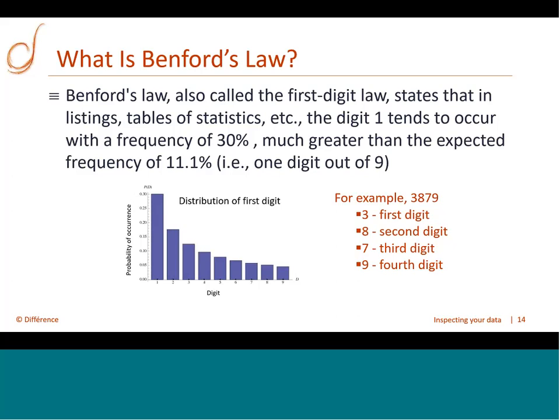However, when we study many data tables, I don't know, the salary of people or many types of data sets, we can see something strange. The digit 1 appears often around 30% of the time as the first digit.